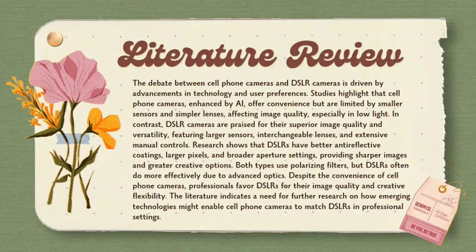So, the debate between cell phone camera and DSLR camera is driven by advancement in technologies and user preferences. Studies highlight that cell phone cameras, enhanced by AI, offer convenience but are limited by smaller sensors and simpler lenses, which affect image quality, especially in low light. In contrast, DSLR cameras are praised for their superior image quality and versatility, featuring larger sensors, interchangeable lenses, and extensive manual controls. Research shows that DSLRs have better anti-reflective coatings, larger pixels, and broader aperture settings, which provide sharper images and greater creative options. Both types use polarizing filters, but DSLRs often do so more effectively due to advanced optics.